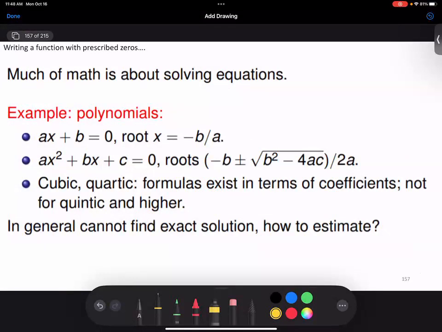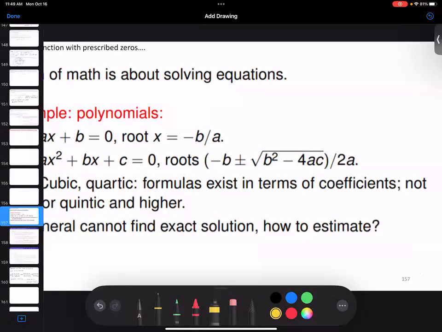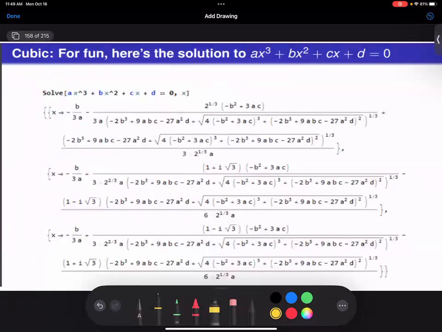There is a formula for the cubic. There is a formula for the quartic. And by a formula, I mean a nice formula involving just the coefficients of the polynomial. I can write things down very explicitly. In general, however, there is no formula for quintic and higher, so we have to do numerical approximations. Here is the formula for the 3 roots of the general cubic.